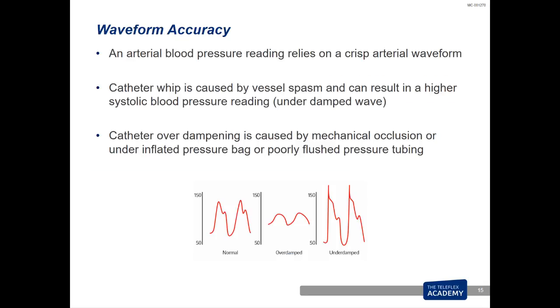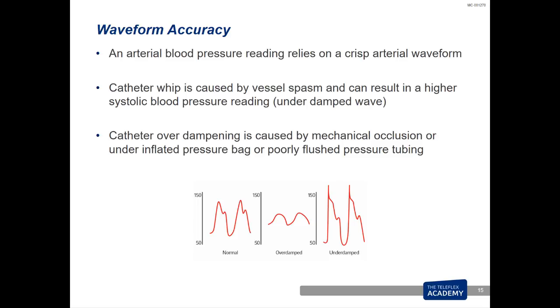Waveform accuracy: an arterial blood pressure reading relies on a crisp arterial waveform. Again, make sure your scale is appropriate to the patient. If their blood pressure is 160/80, you really do not want their scale at 300/0. So optimize the scale first. Catheter whip, if you do identify it, is caused by vessel spasm and can result in a higher blood pressure, meaning systolic pressure is higher, and or an underdamped wave, and we just reviewed that.